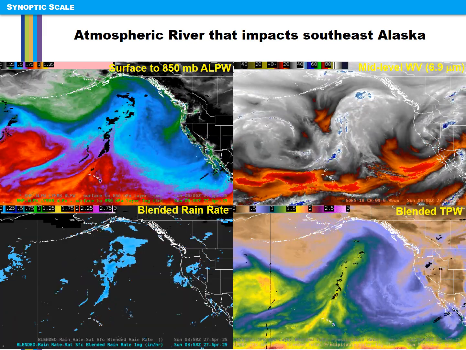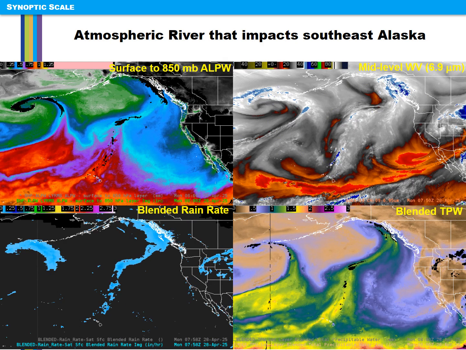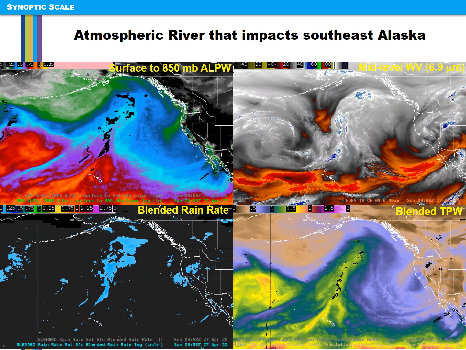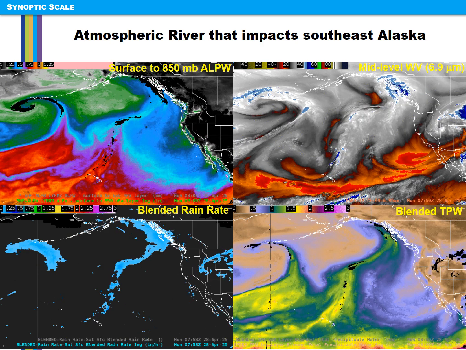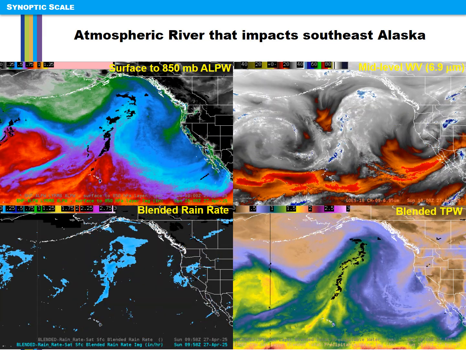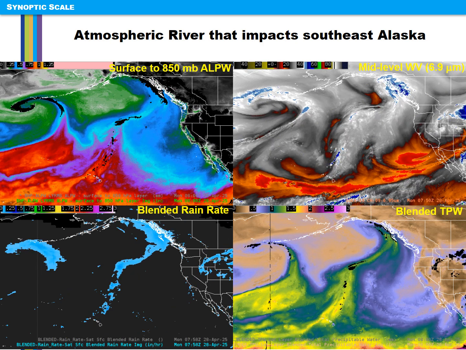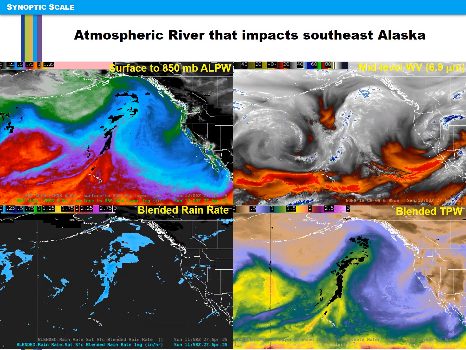Start with the GOES water vapor band for analysis of the mid to upper level pattern, noting locations of troughs and ridges. Use precipitable water products to analyze the plume of moisture associated with the atmospheric river. In this case, the moisture plume has origins in the vicinity of Hawaii and extends northeastwards towards the southeast coast of Alaska. Finally, assess rainfall rates with a rain rate product.